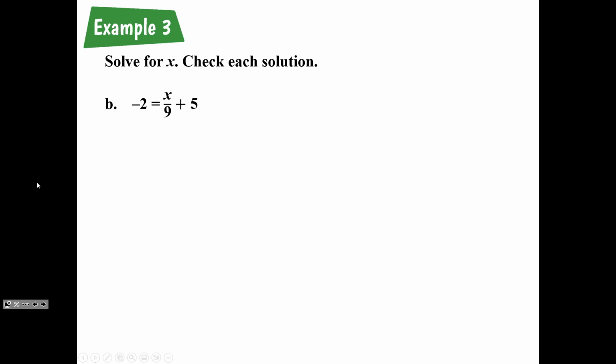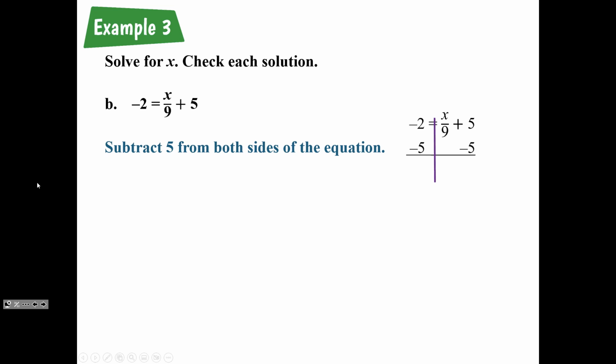Example 3b, this is still in your packet. We have negative 2 equals x over 9 plus 5. Now, what would our first step be in this equation? Tyler? Subtract 5 because we want our x over 9 by itself, right? So when we do that, we get x over 9 on the right. Negative 2 minus 5, we get a negative 7. Then we still have our negative 7 equals x over 9. Now it's a one-step equation.